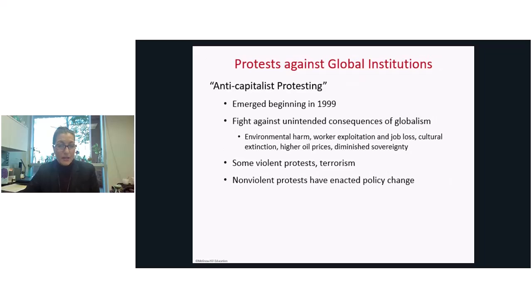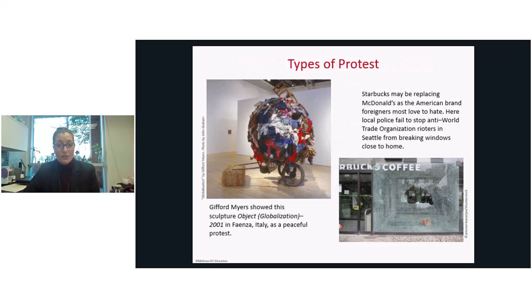Now, there are protests against globalization and against global institutions. We have the anti-capitalist protesting that emerged in 1999. They're fighting against the unintended consequences of globalization, such as environmental harm, worker exploitation and job loss, cultural extinction, higher oil prices, and diminished sovereignty. There are some protests that are violent, including terrorist attacks. There's also some non-violent protests that have enacted policy change.